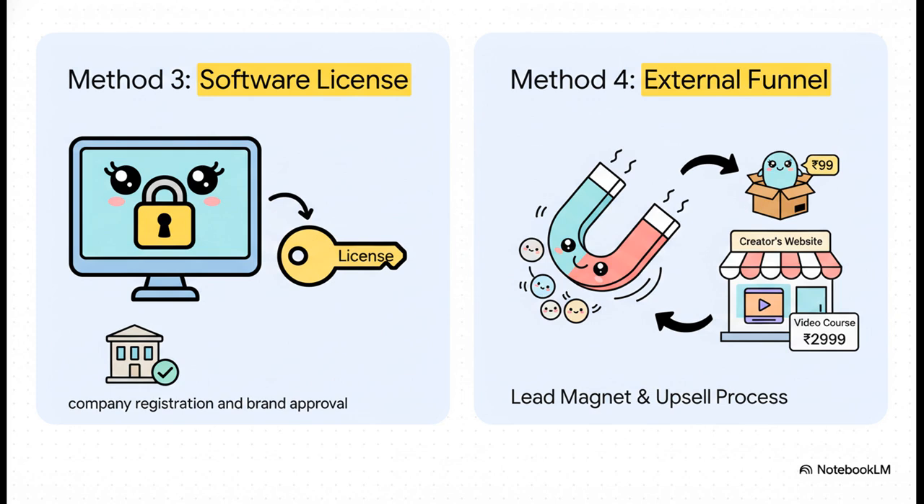On the other hand, method 4 is more of a clever marketing strategy. Here, you sell a really cheap physical item, like a 99 rupee checklist, just to get a customer. The real goal is to then guide that customer off of Amazon and onto your own website, where you can sell them your much more valuable product, like a full video course.